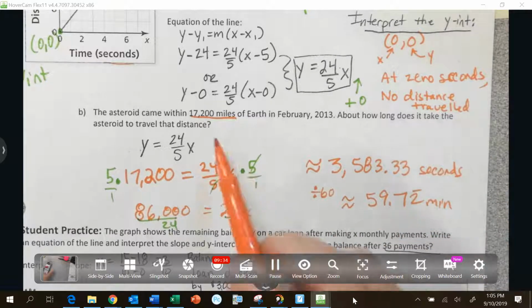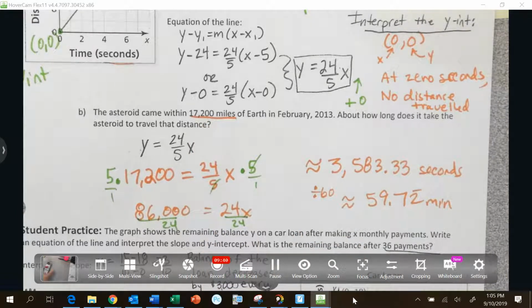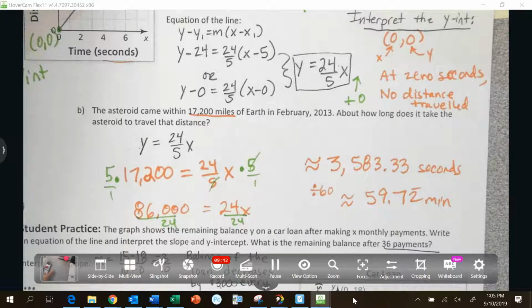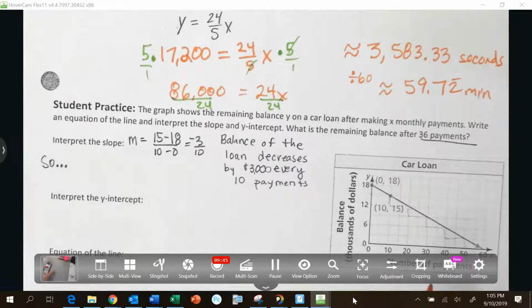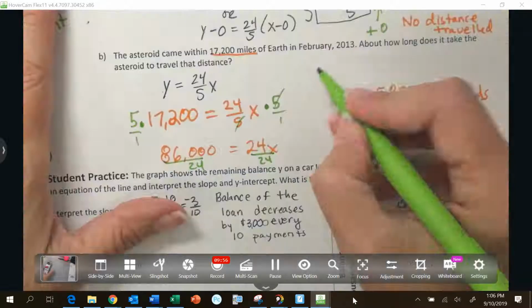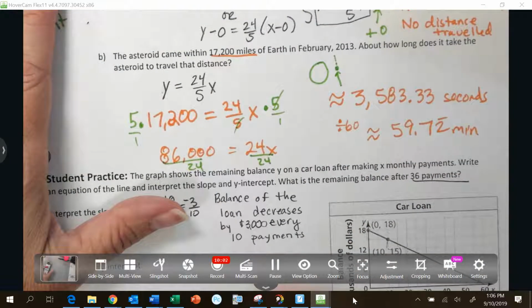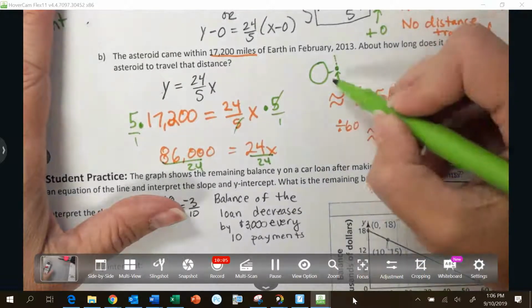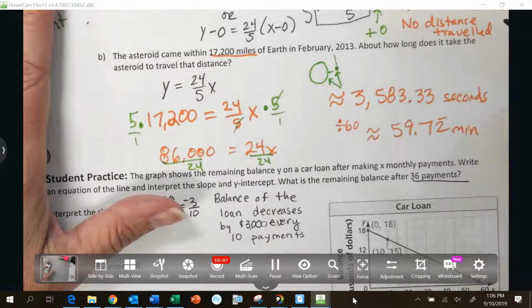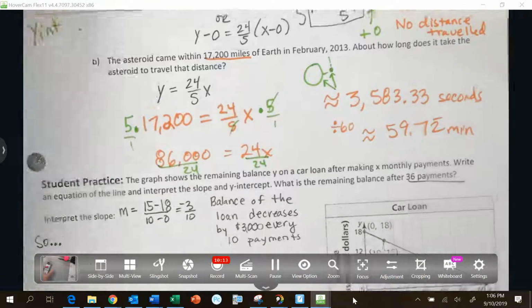But think about that. 17,200 miles away, and it would take an hour. Is this like a real thing? No, that was in 2013. So basically the asteroid has hit by now? It's not hitting us. It was out here going this way, but it was that far away. If it had just gone this way a little bit, we would have been screwed. I don't know.